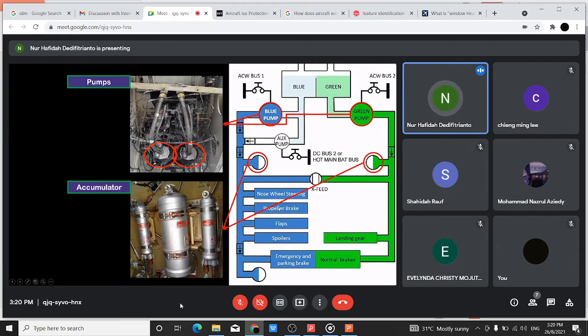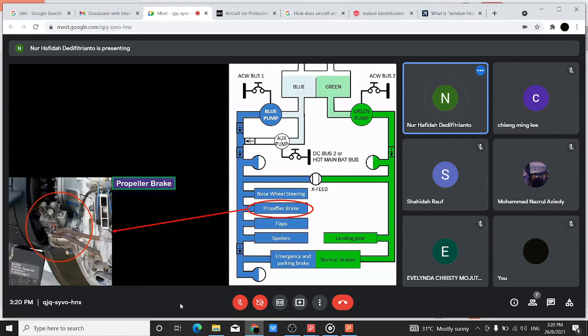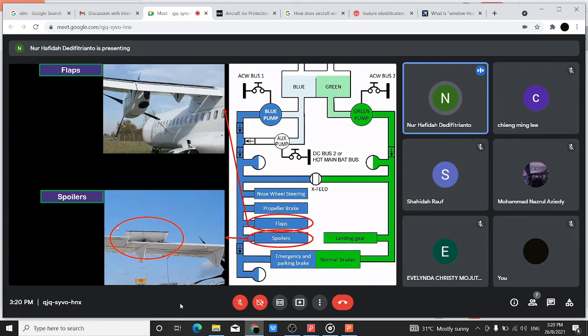This one is the pumps connected to the tank just now. This one is the accumulator. This one is the propeller brake. The propeller brake is located at the propeller of the aircraft. For example, if the aircraft has already landed and they want to stop the propeller from rotating, they use the propeller brake to stop the propeller. Okay, this one is for the flap.